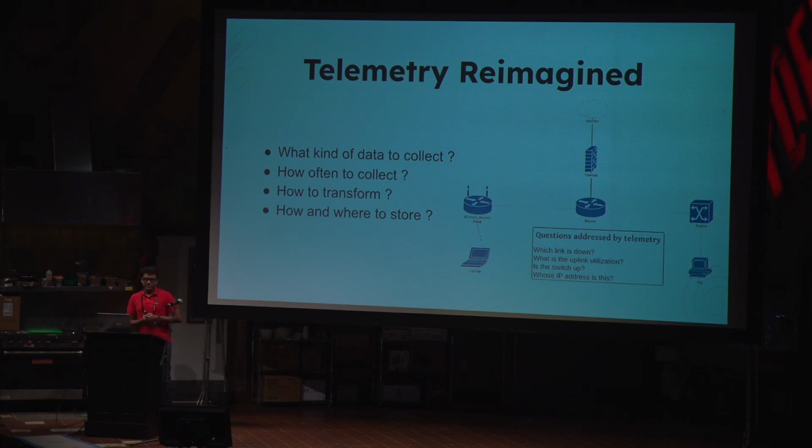So how do we reimagine telemetry to meet these new demands and also address the challenges that we saw earlier? Any telemetry solution should answer questions like what kind of data has to be collected, how often it has to be collected, how it will be transformed, how and where it will be stored, and in fact how long it will be stored for. For example, my telemetry should be able to answer if a link is down in the system or not, and if it is down, why it is down. What is my uplink utilization across a particular site or across the entire network infrastructure I have.